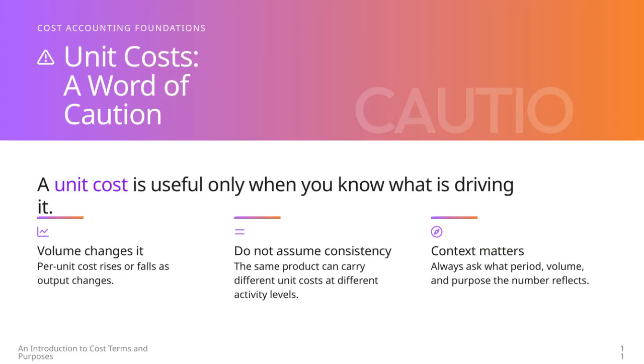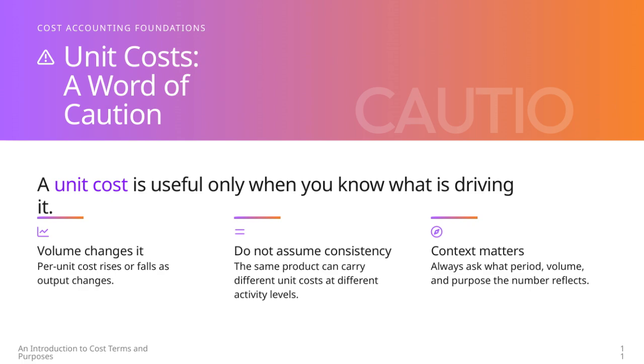When we talk about unit costs, it's really important to understand what drives those costs. Unit costs don't exist in a vacuum, they change depending on the volume of production. As output goes up or down, the cost per unit can either rise or fall, so you can't just assume the cost will always stay the same.